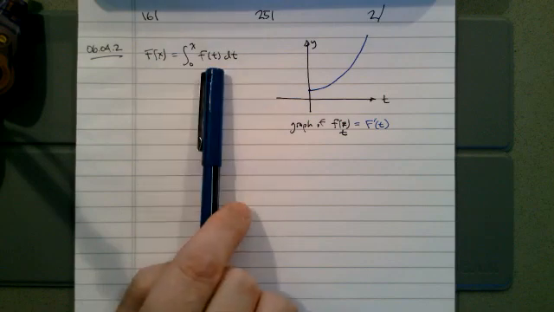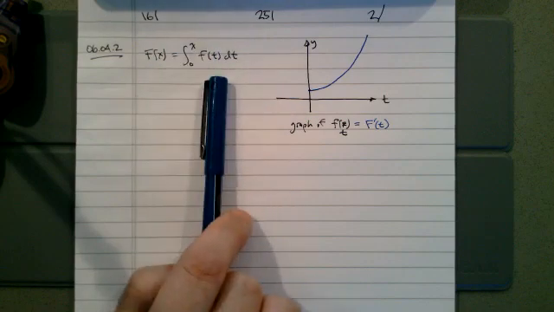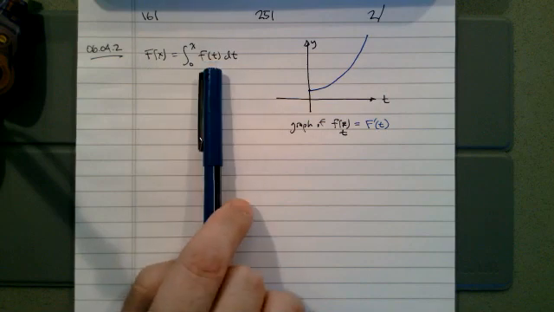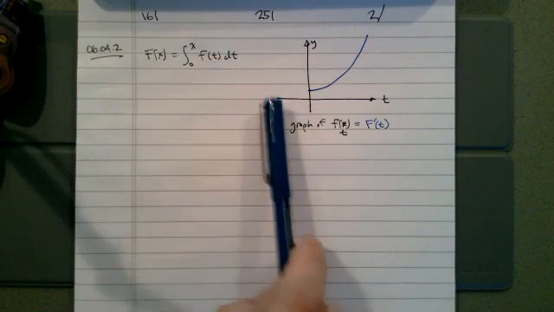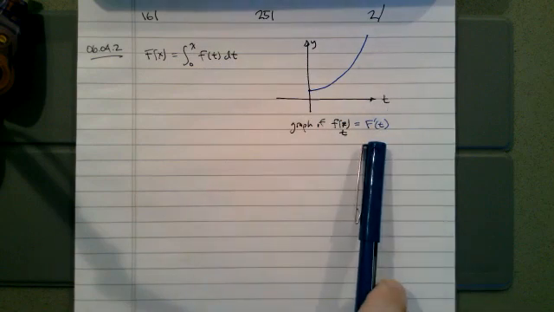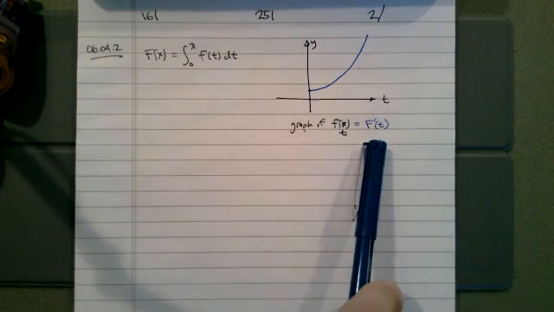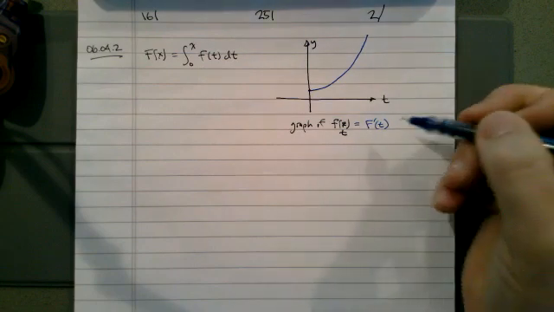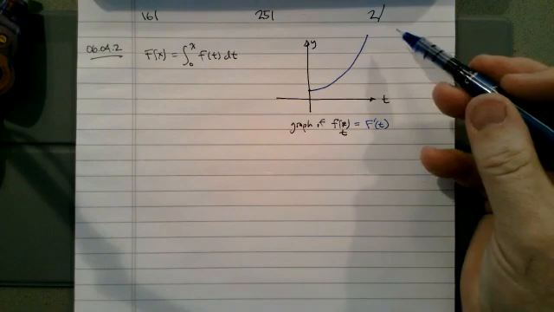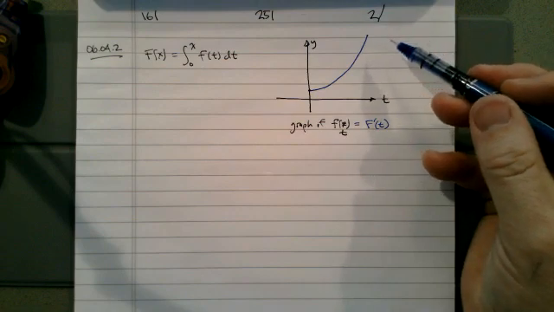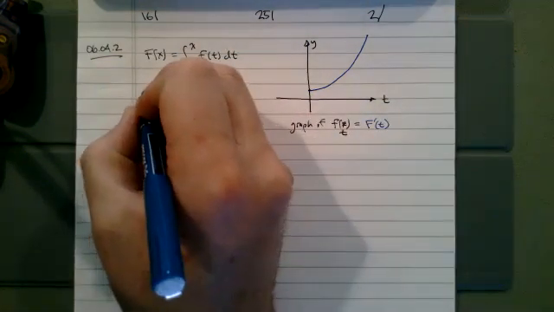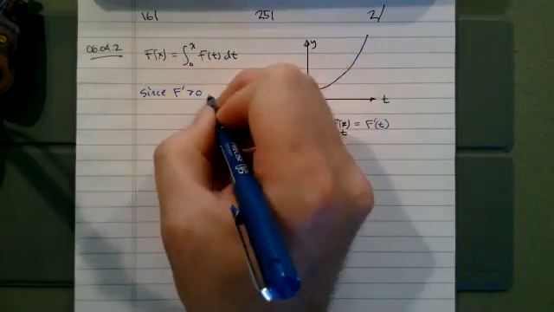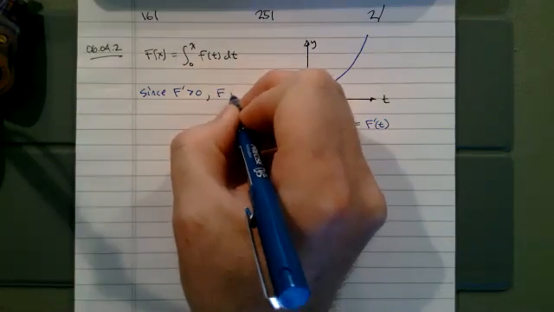So this definite integral, the second fundamental theorem of calculus says that a function defined this way is an antiderivative of the given f of t. So the graph we're looking at is a derivative. We want to notice the things that we always notice about derivatives. Since f prime of t is positive, we can see that capital F is increasing.